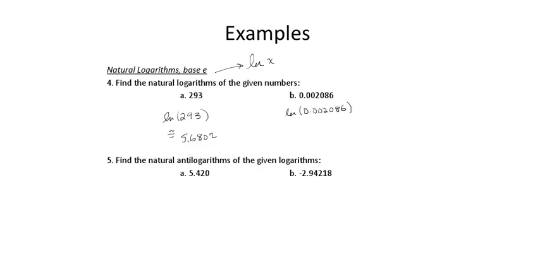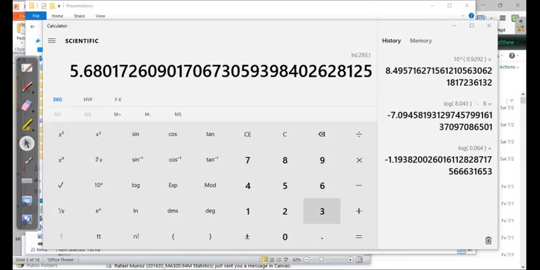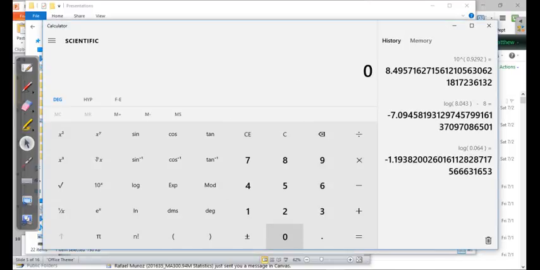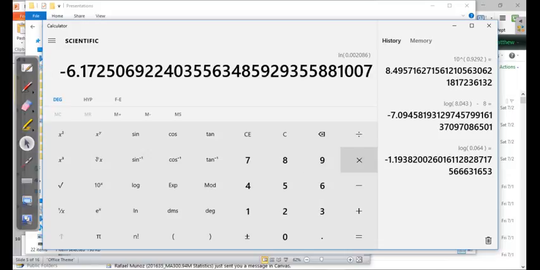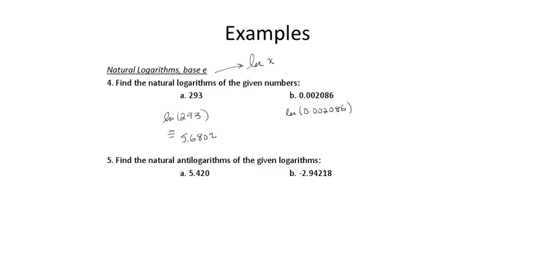0.002086. When we take its natural logarithm, let's find out what's going to happen. So I'm going to come over here to my calculator. I'm going to enter in 0.002086. I'm going to take my natural logarithm of that number. And sure enough, I get a negative 6.1725. And that's what I'm going to go ahead and enter as my answer in this case. So I take that to be my solution.